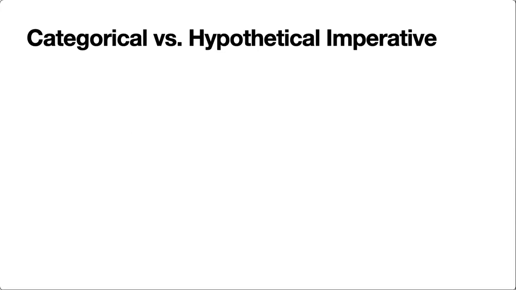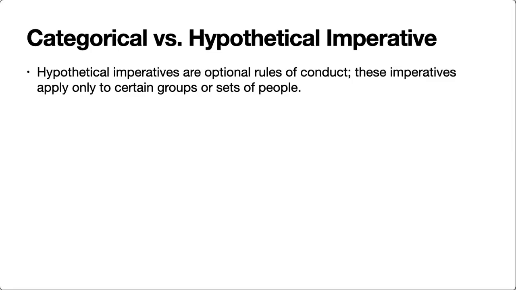By contrast, something hypothetical applies conditionally, right? A hypothetical imperative is an imperative that applies to someone provided certain conditions are met. First, hypothetical imperatives are optional rules of conduct. They apply only to certain groups of people. People can be separated or sorted into sets depending on whether they have certain desires or whether they belong to a certain group. That's how you divide the people into sets in this discussion.